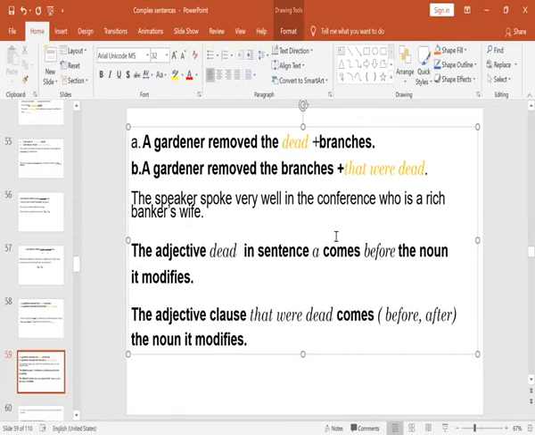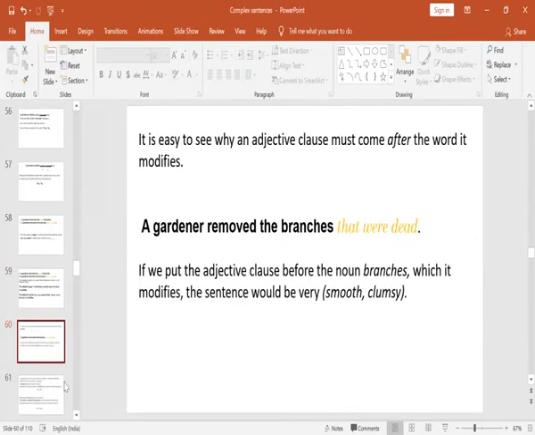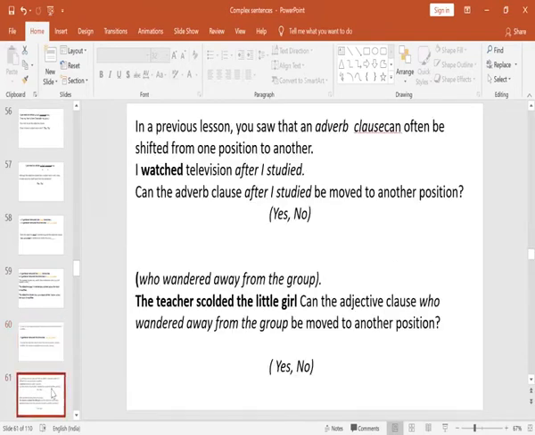Speaker. If this who is a rich banker's wife is talking about the speaker, then it should be placed after speaker, but it cannot be placed after conference. And if I read the sentence as it is, it gives a meaning that the conference is a rich banker's wife, which is nonsense. So that is the only problem with the adjective clause. If it is not properly placed, what is the proper position? After the word which it talks about. That's it.